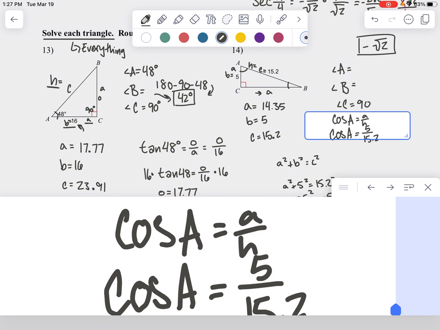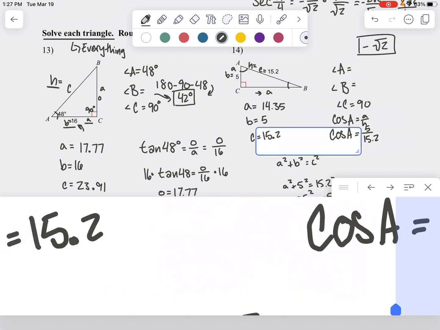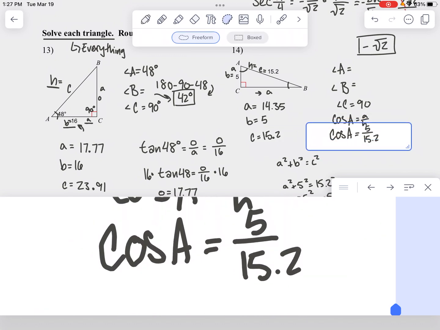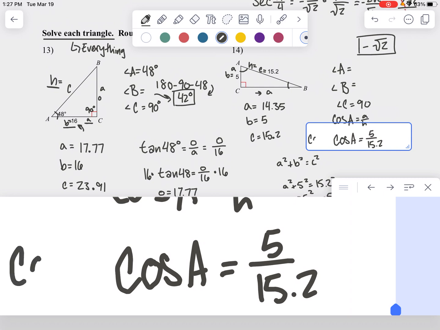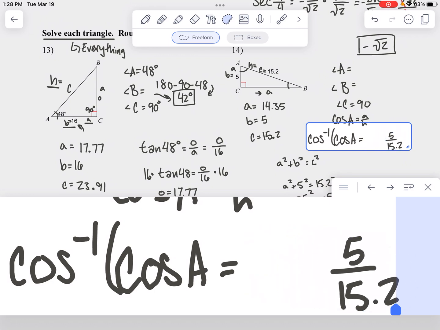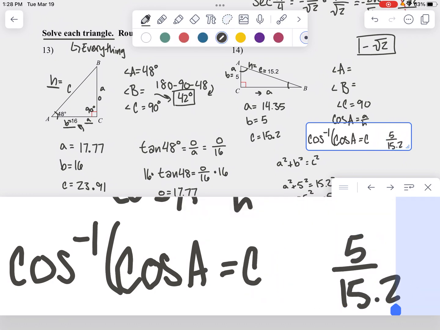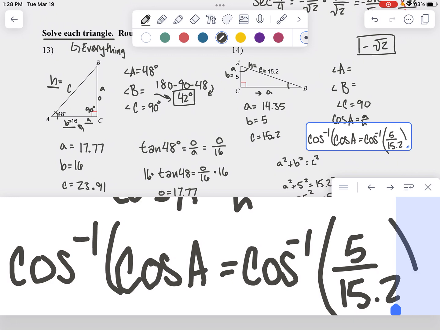All I'm trying to do is figure out what A is. So if I want to get A by itself, I have to take the inverse of cosine. In order to get rid of something, we always have to take its inverse. What a lot of people try to do is divide cosine from both sides. That doesn't work. You have to take inverse cosine, so it's cosine raised to -1. You take inverse cosine of both sides. Sorry, I should have given you some space. Take inverse cosine here as well.